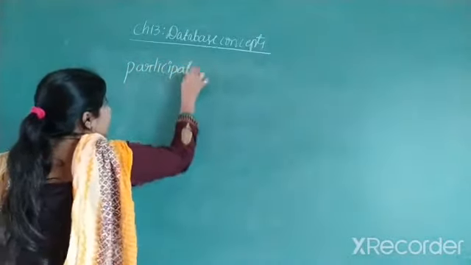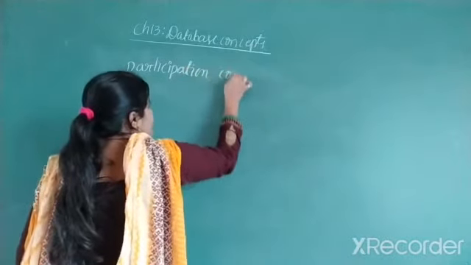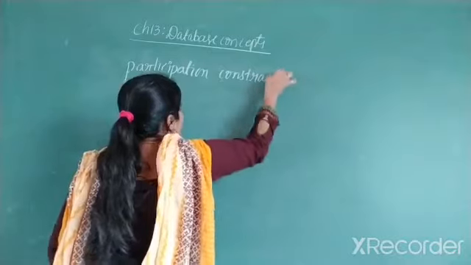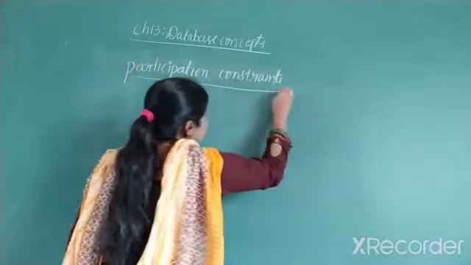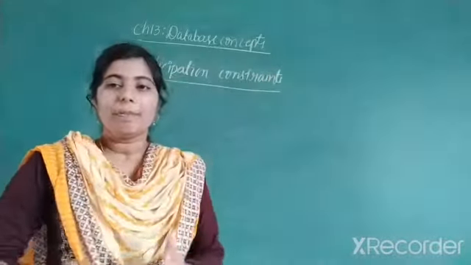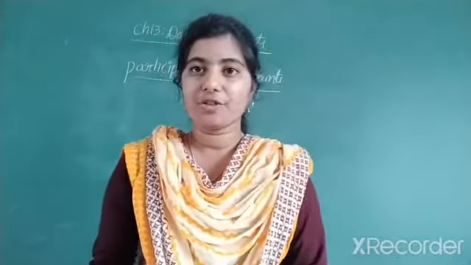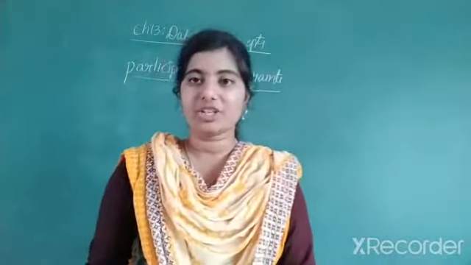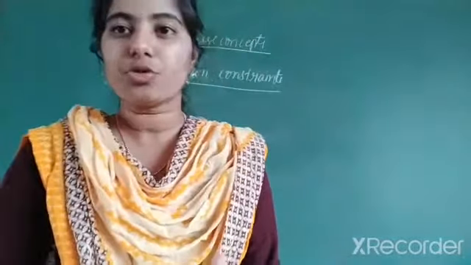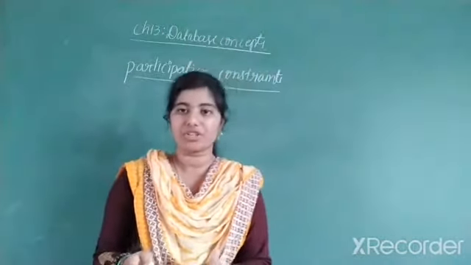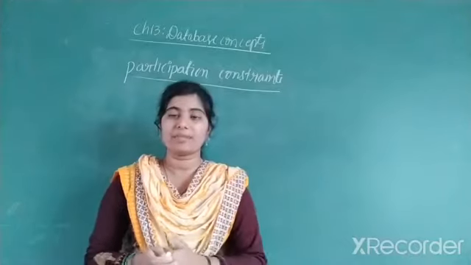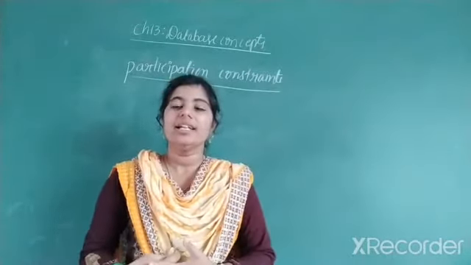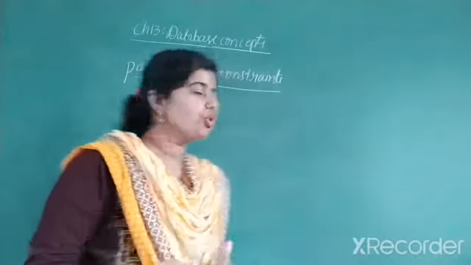Participation constraint. So what do you mean by participation constraint? The participation constraint refers to how many attributes of an entity are involved in the relationship. That is called participation. In case of this participation constraint, it is mainly classified into two types.